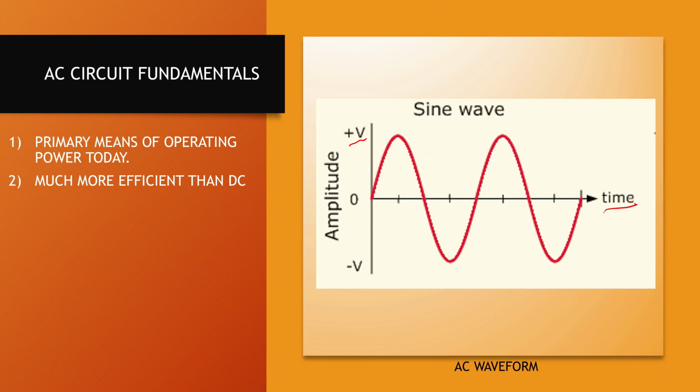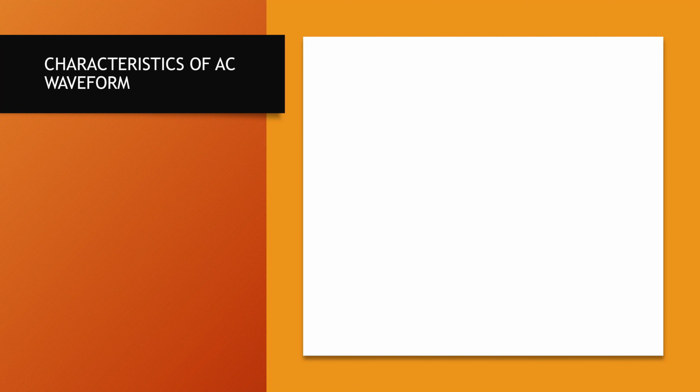If you remember from my previous video, DC flows in one direction. AC, on the other hand, fluctuates. It's going to be positive in this half, negative in this half, then again positive in this half. So unlike DC, AC flows in two directions. Now let's understand some of the characteristics that are associated with an AC waveform.